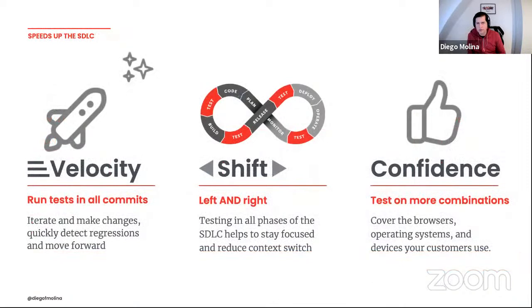So to summarize this, you want to be faster, you want to be able to shift either to the left or to the right, it doesn't matter. Both answers are good. It just depends on your environment and on your needs. And in the end, what you want is confidence, right? You want to be able to test in different combinations. You want to be more confident. You want to be able to test in devices and browsers that are almost or the same one that your customer, your user, is using.